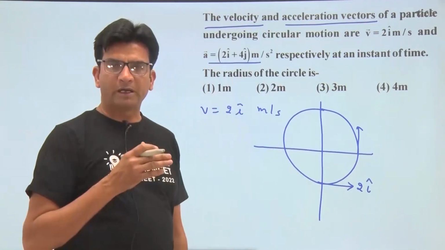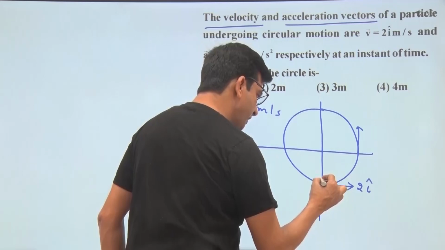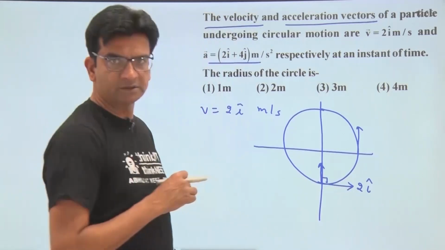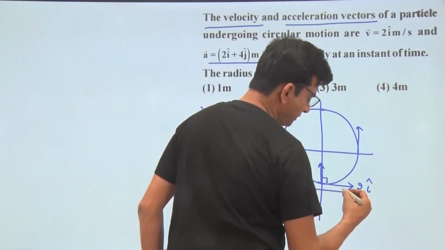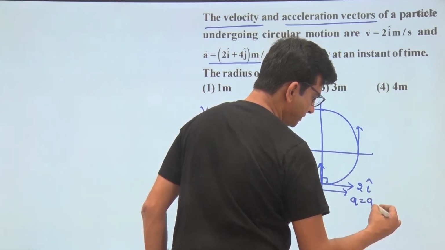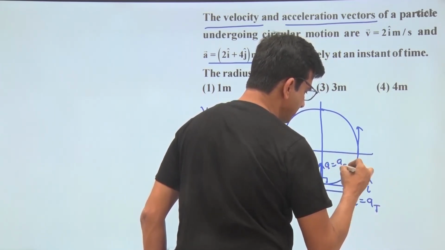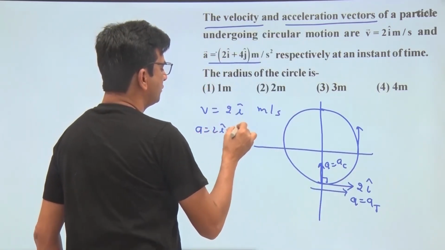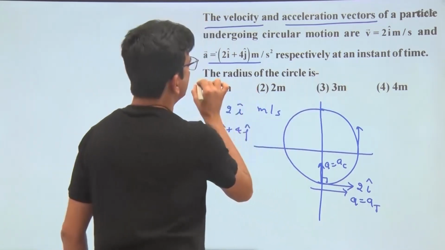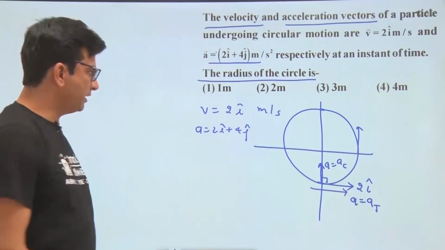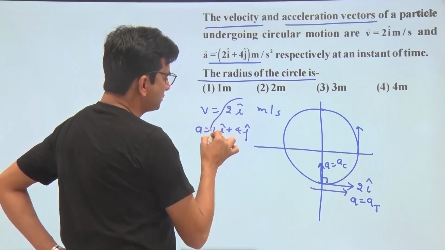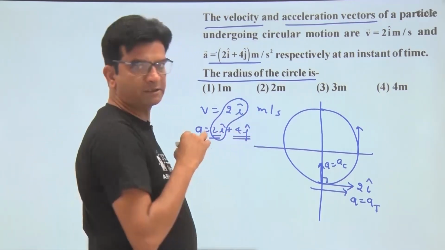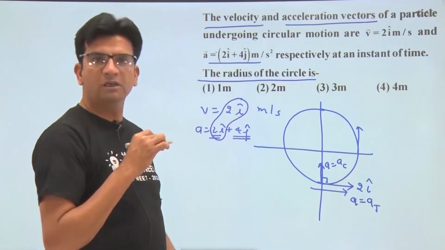When a particle moves on a circular path, it should have an acceleration towards the center, which is perpendicular to the velocity. In the direction of the velocity, the acceleration is tangential acceleration, and the acceleration perpendicular to it is the centripetal acceleration. So here the acceleration is 2i plus 4j. Now the radius of the circle is, as we know, along the direction of velocity this acceleration will be tangential acceleration and this acceleration will be centripetal acceleration, because it is perpendicular to the velocity.